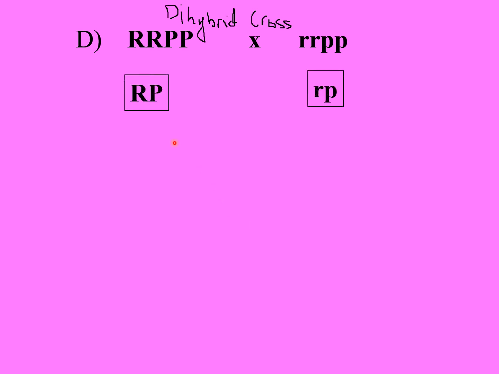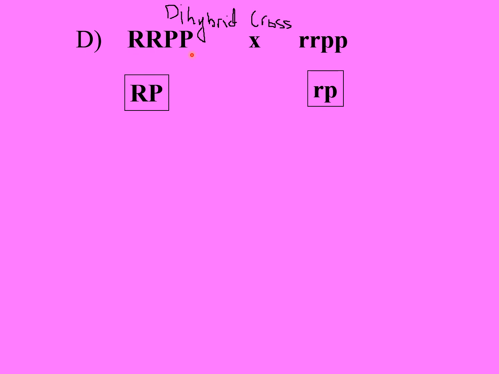This one actually has a nice easy shortcut that you won't always see. You could recognize that this individual can only pass along a capital R, and this individual could also only pass along a capital P. There's no other option. There's no other possible combination. Whereas this individual could only pass along a lowercase r, and this individual could only pass along a lowercase p.